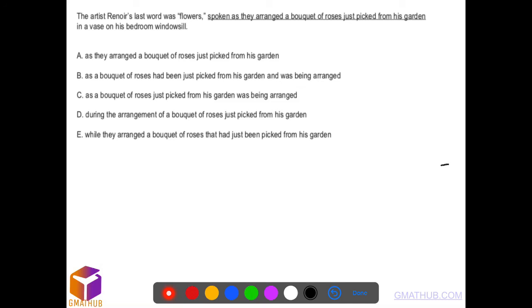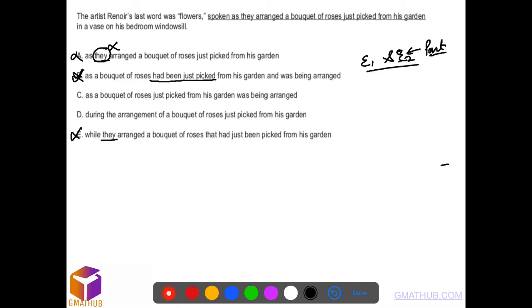Now in this question, option A, as they arranged, they doesn't have any antecedent. What does they refer to? There is no antecedent in the whole sentence. So A and D are out because of that. B, as a bouquet of roses had been just picked. Now past perfect tense is used in a wrong way here. Past perfect is used if we have two events, one event is done before the other, and the other action will be shown with the simple past tense, which is missing, so B is out.